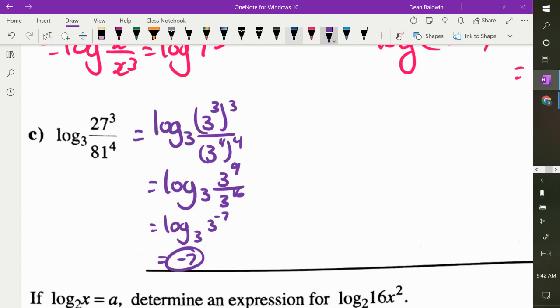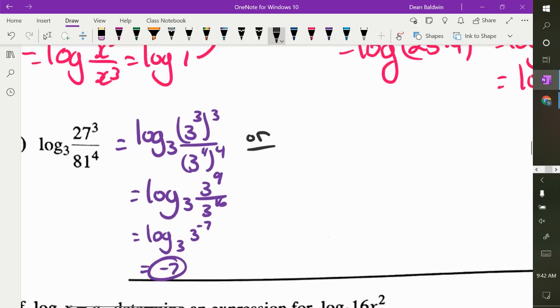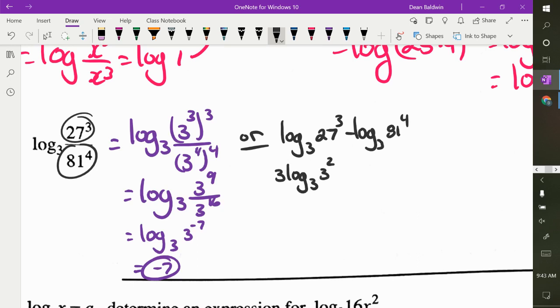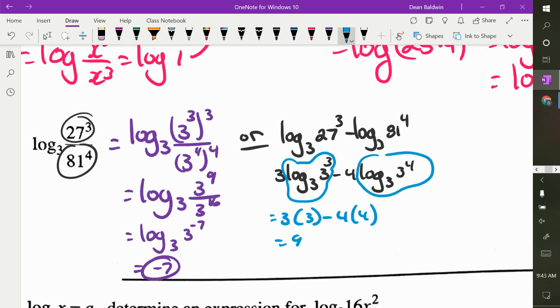Here's another way to do it. And again, I don't care how you do it, all right? So what you could do is you can split these up. Since they're being divided, you can rewrite them as a subtraction and go log base 3, 27 cubed minus log base 3 of 81 to the 4th, and then change the base. Okay? And you can drop the 3 and the 4 down if you want to. So you can go 3 log 3, 27 is 3 cubed. Minus, drop the 4 down, and 81 is 3 to the 4. So this equals 3, and this equals 4. So you get 9 minus 16, which is negative 7. Whatever way your brain sees it, I don't care. Okay? Just follow the log rules and I will be happy.